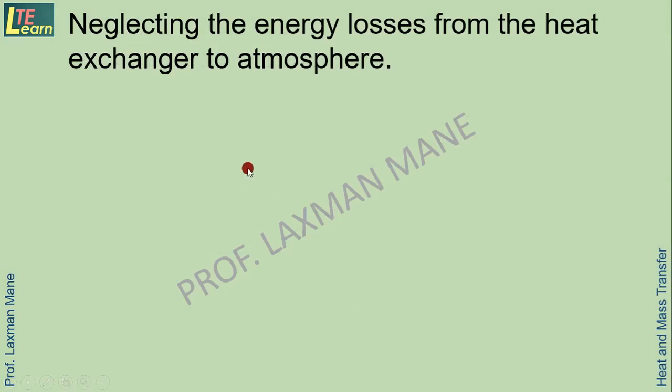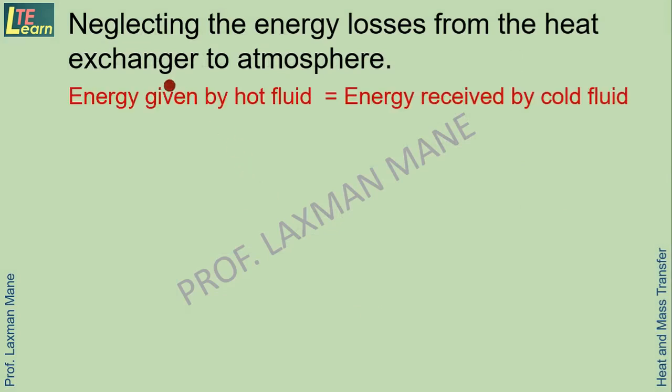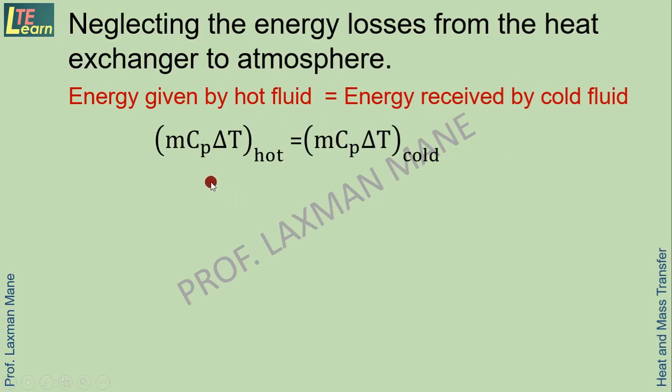Neglecting the energy losses from the heat exchanger to atmosphere, it can be written that energy given by hot fluid is equal to energy received by the cold fluid. So mathematically, m Cp delta T product for hot fluid is equal to m Cp delta T product for cold fluid. So m Cp delta T is the total heat content or heat transfer which is taking place from the hot fluid to cold fluid.